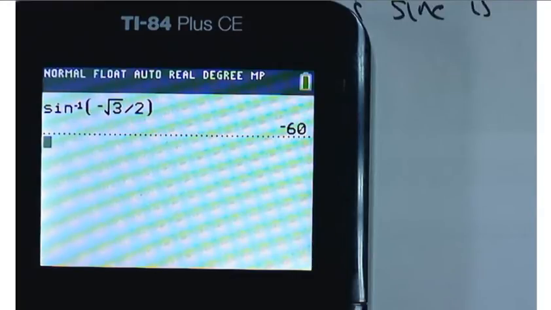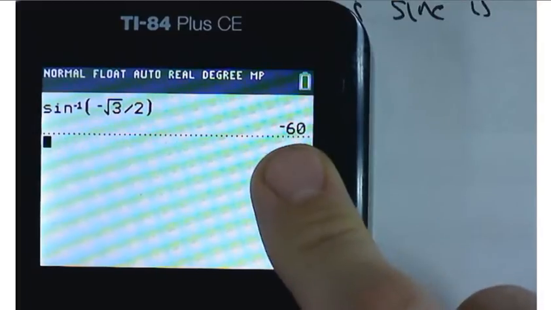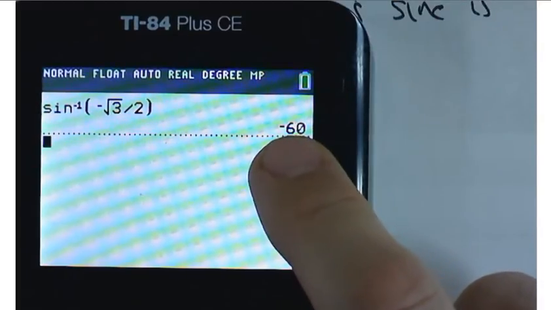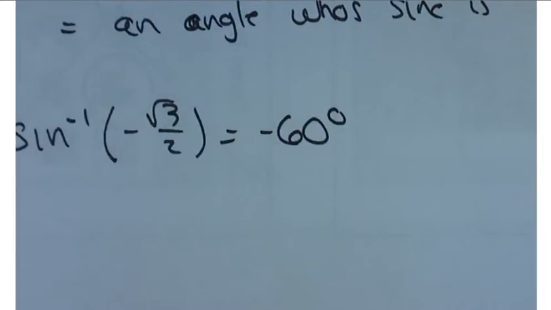What if I ask for an answer between 0 and 2 pi? Do you think negative 60 is acceptable? No. Let's figure out what we would have to do here. Because a lot of times, this is what I would probably do. So we get negative 60 degrees.